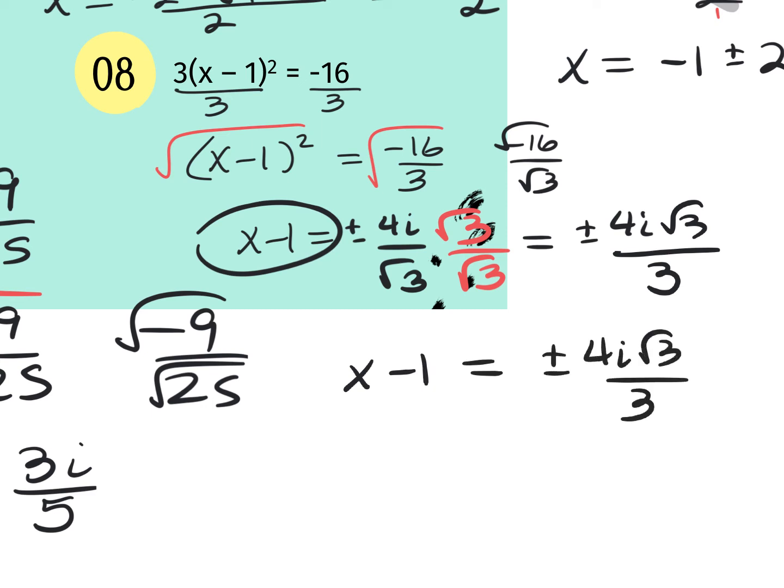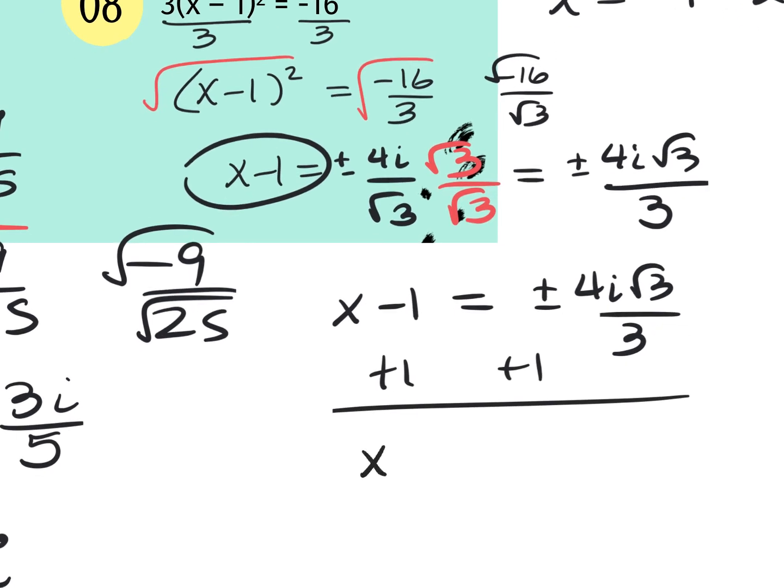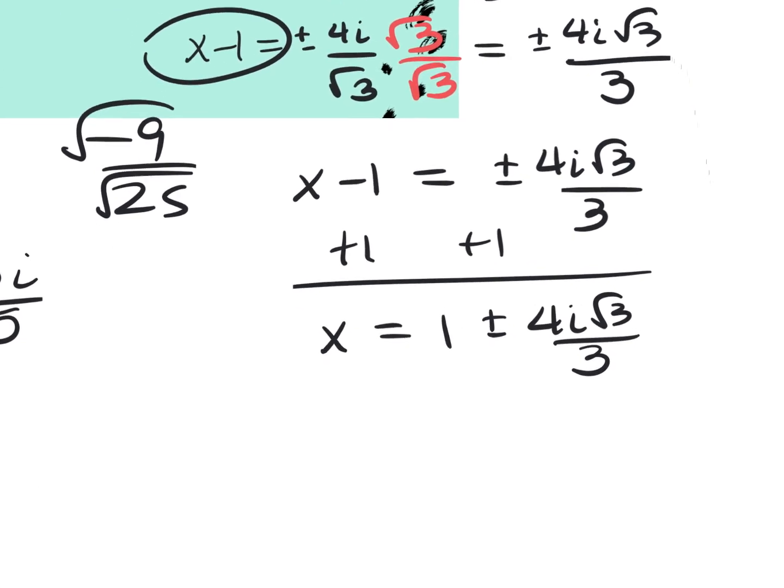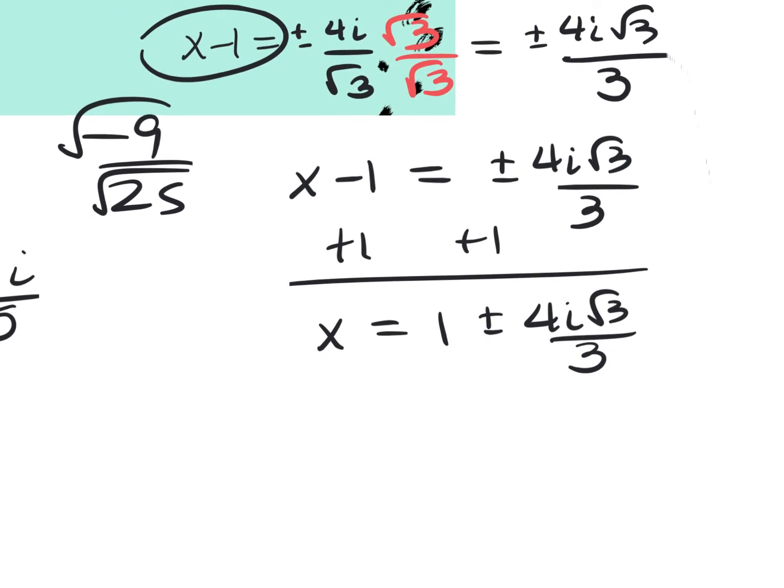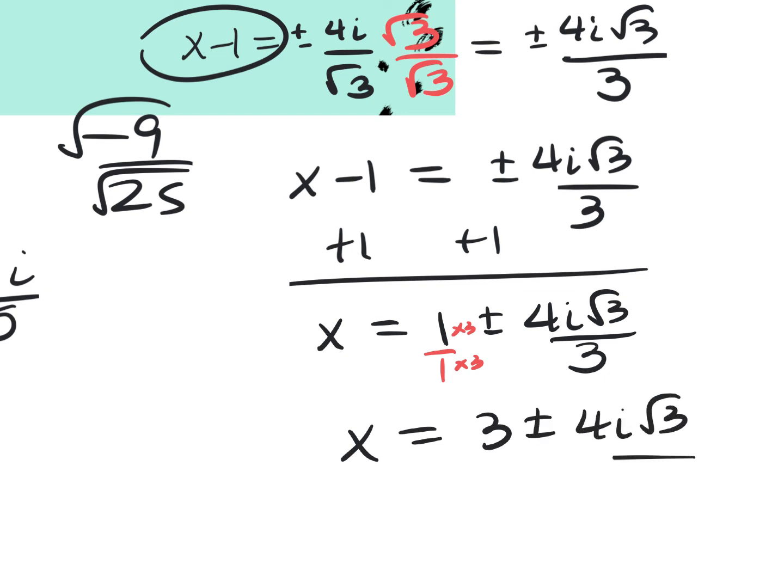And now I just need to move the 1 over by adding it. So then the final answer is 1 plus or minus 4i radical 3 over 3. Notice the 1 does not have the denominator of 3. If you want to leave it like that, it's perfectly fine. If you want the 1 to have a common denominator of 3, then you would add a 1 here and multiply top and bottom by 3. And you could also turn it into 3 plus or minus 4i radical 3 over 3.